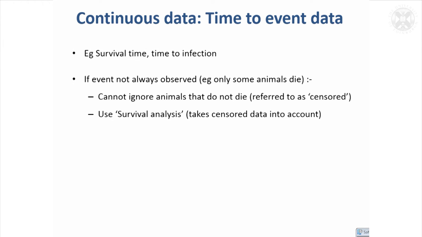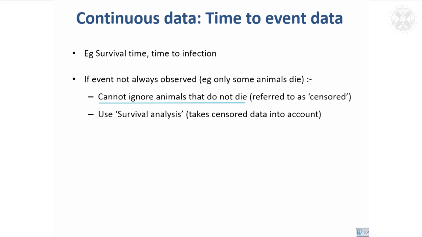Last week we looked a bit at the last type of continuous data, which are sort of described as time to event data. Sometimes people talk about this as survival data. It's sort of when you're measuring the time before something happens, when it may not always happen. So for example, you might be looking at how long animals survive, but they don't all die, so you don't have values for all the animals. But you can't ignore those that don't die and just look at the ones that do. So you need a way to be able to analyse those.